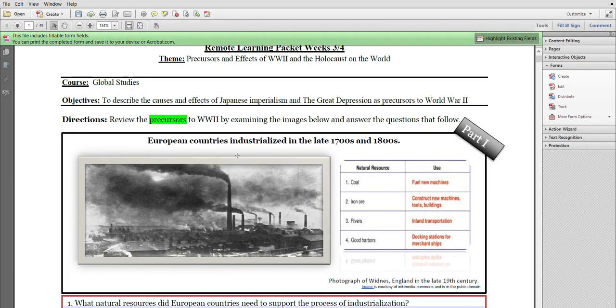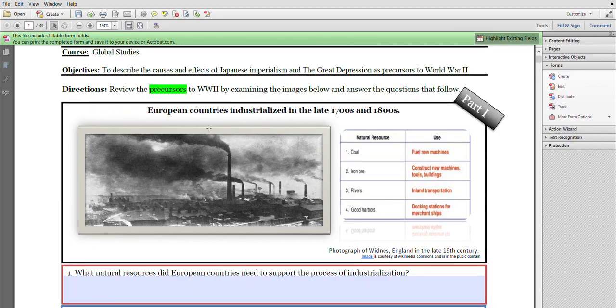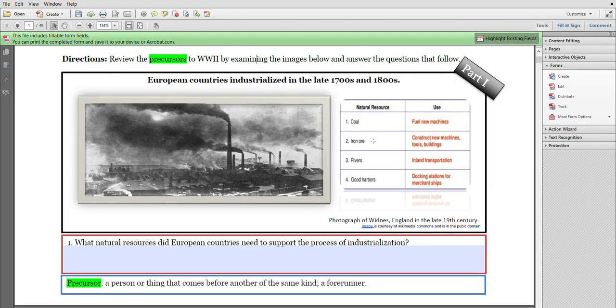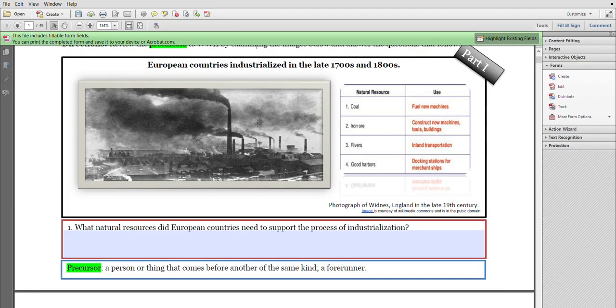So for global studies, we're going to review the precursors to World War II by examining the images below and answer the questions that follow. This is part 1. European countries industrialized in the late 1700s and 1800s. You're going to see a chart here on the right with the natural resources and what they're used for with regard to industrialization. The picture on the left is just to give you an idea of what it looked like at that time frame.